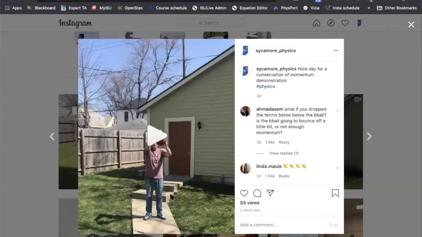Now I'm going to share a video of an example that I did in my backyard for the Sycamore Physics Instagram page. So here I have a basketball and a tennis ball. It's actually a squeaky dog toy, but works about the same. And so I'm going to drop one over the other. This is good to do outside because, as you'll see, I wouldn't be able to do this in the classroom.